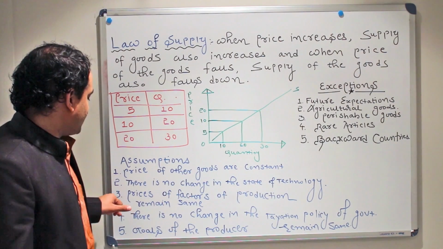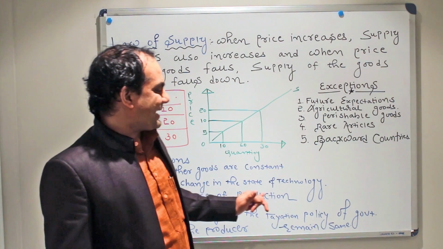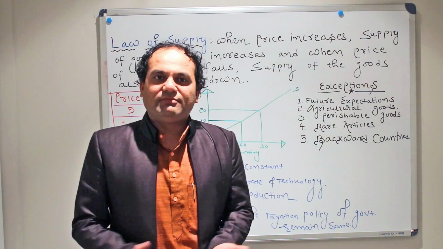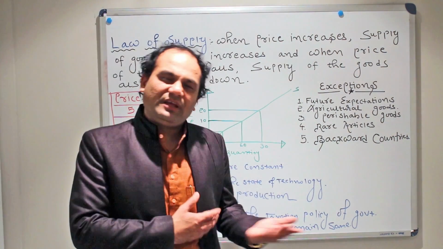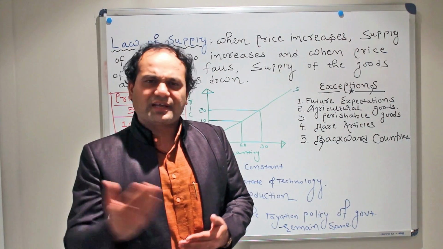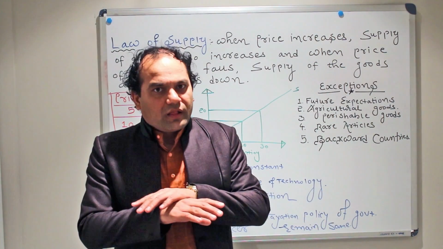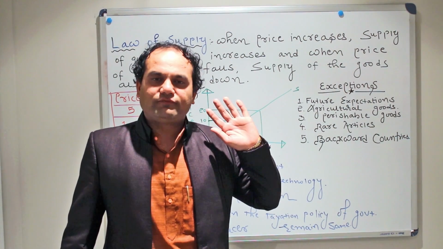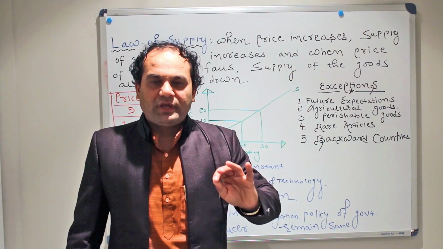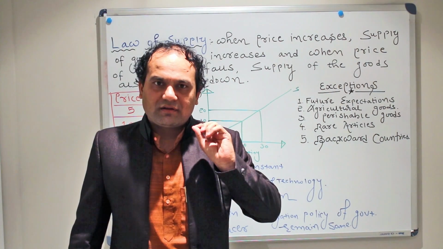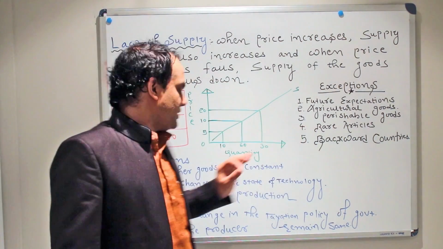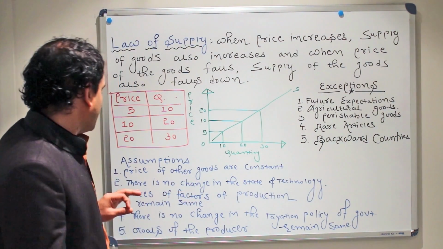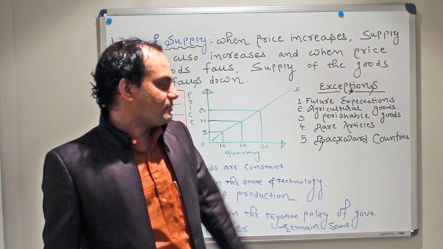Then the fourth assumption is there is no change in the taxation policy of government. Government, as you know, sometimes gives subsidies, it increases subsidy, reduces subsidy, it increases taxation, it reduces taxation. No change at all in the government policy. If you want your law of supply to work out, there has to be a stable taxation policy as far as government regulation is concerned. So there is no change in the taxation policy of government.